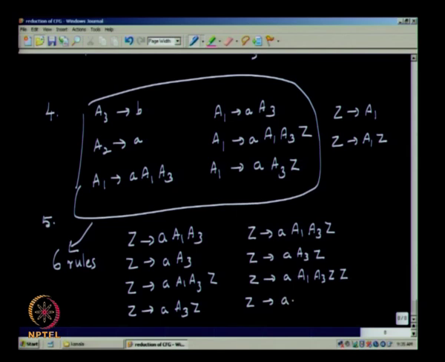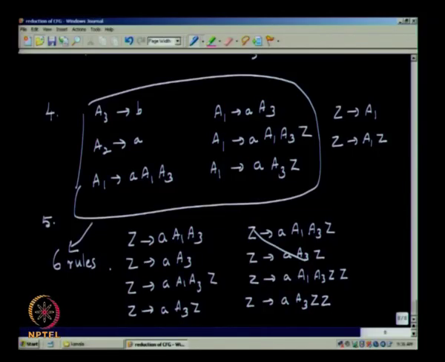Z goes to A3, Z, this Z comes here. So for this A1 you can substitute all the 4, for this A1 also you can substitute all the 4, so you get 8 rules. But note that this is the same as this, it is getting repeated. These 2 rules are repeated, so you need not have them. It is the same. So at the end you are getting 6 plus 6, 12 rules. Now look at these 12 rules. At the end of 5th step you are having 12 rules.